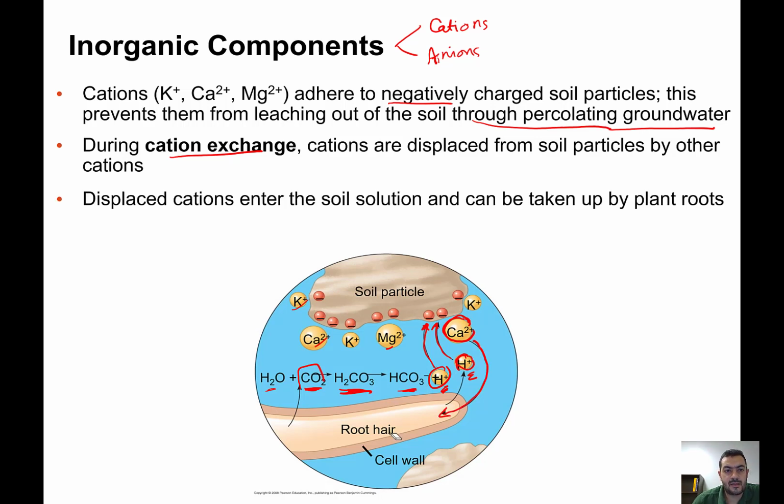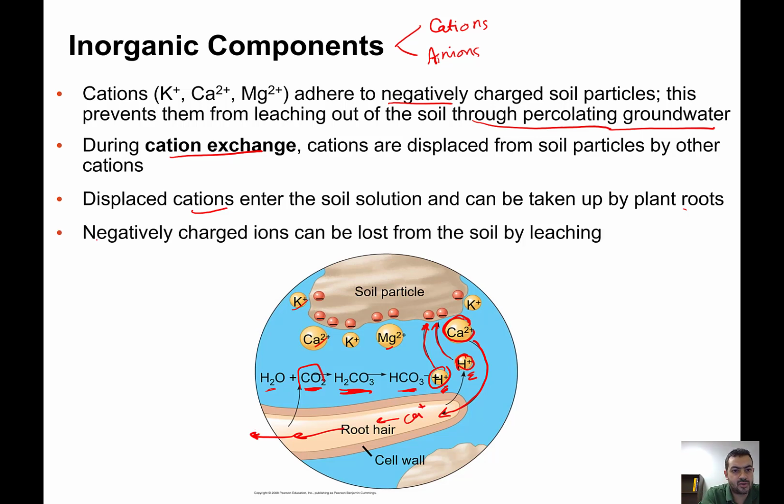Then the displaced cations, calcium in this case, will enter the soil solution and can be taken up by the plant roots. So here is the calcium, and it will continue its movement until reaching the different organs of the plant. How is that? It was covered in a previous video: crossing the epidermis, then the cortex, then the endodermis, then crossing the Casparian strip, and so on.